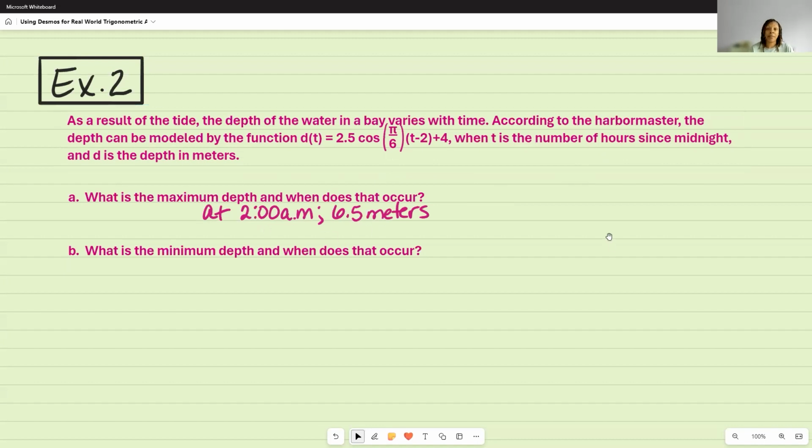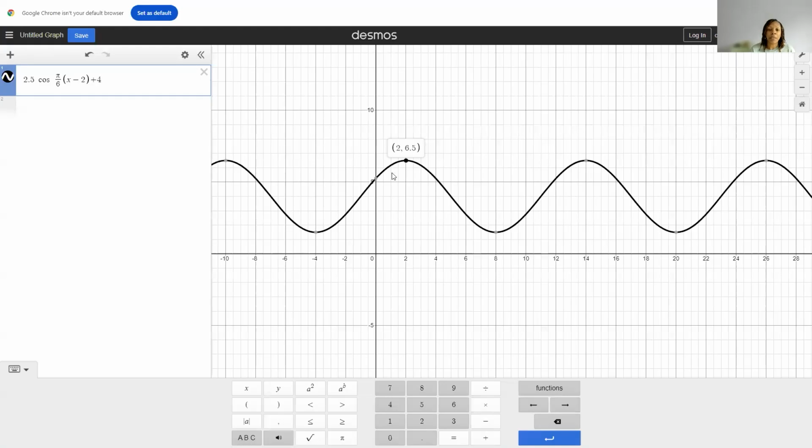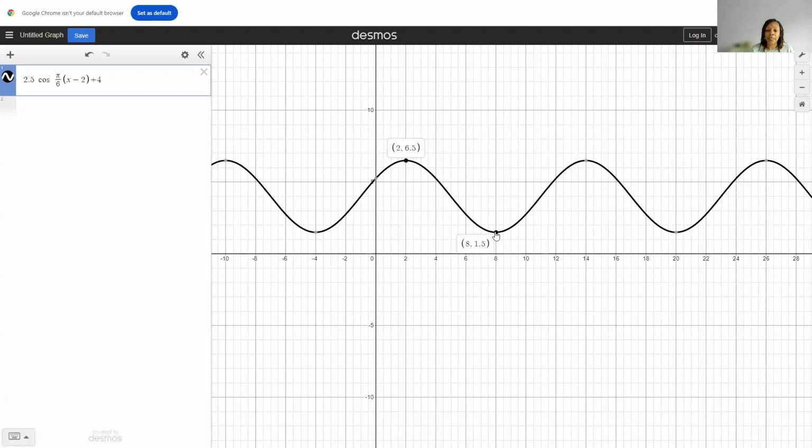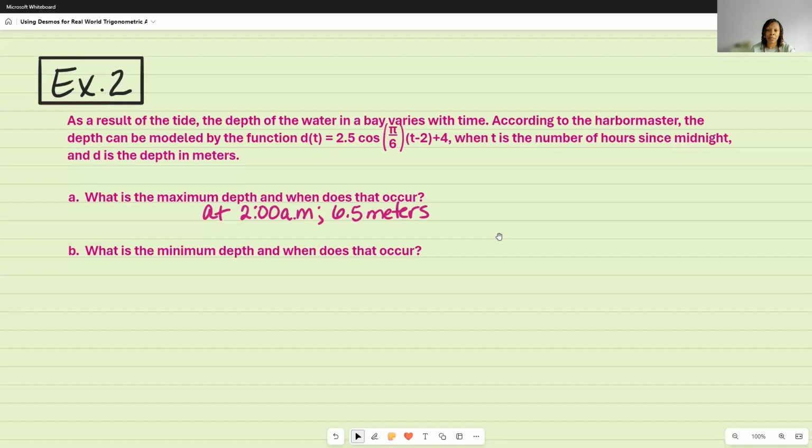And now we're going to find the minimum and do the same thing. Look at the time. So after midnight, this was the maximum. Well, what's the minimum? If we go down, we'll see that at 8 a.m., and all you have to do is click on the point in Desmos. So at 8 a.m., the tide is 1.5 meters.